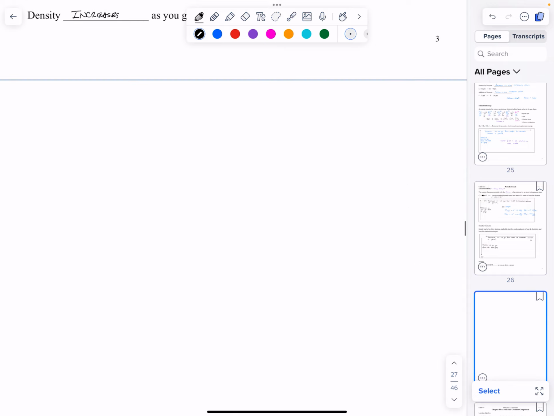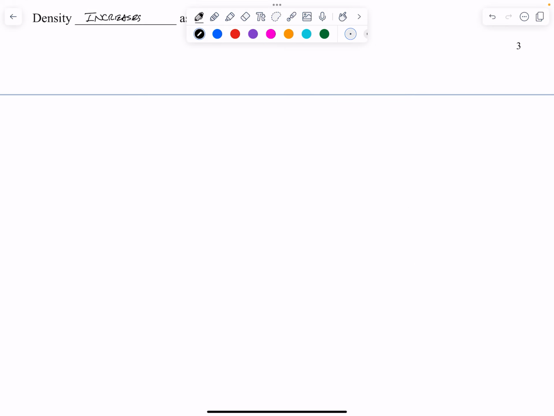There we go. The next thing we need to talk about real quick is the electron configuration of ions.